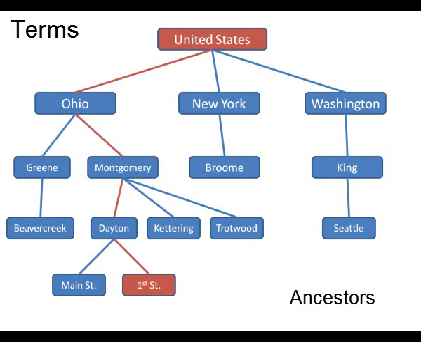An ancestor of a node is another node that appears higher in the tree along a path. Here, First Street's parent, Dayton, grandparent, Montgomery, great-grandparent, Ohio, and great-great-grandparent, United States, are all its ancestors. In fact, the root node will be an ancestor of every item in the tree. Conversely, nodes that appear lower than another node along a path are descendants. So First Street is a descendant of Ohio, but it is not a descendant of Greene County.